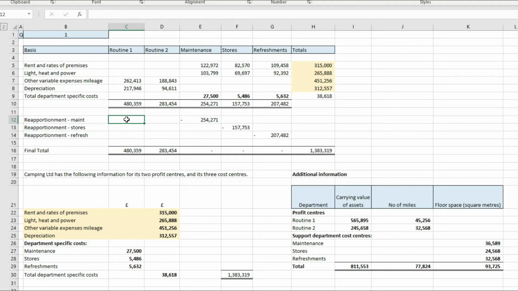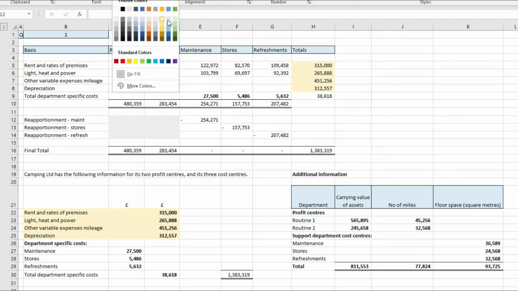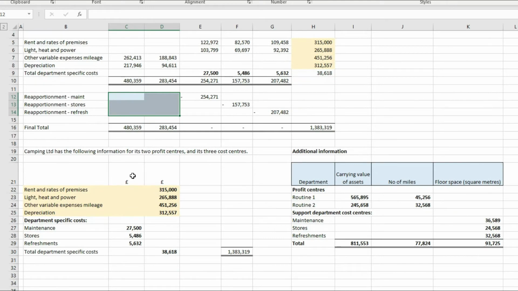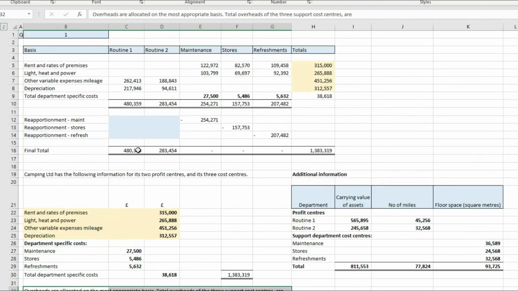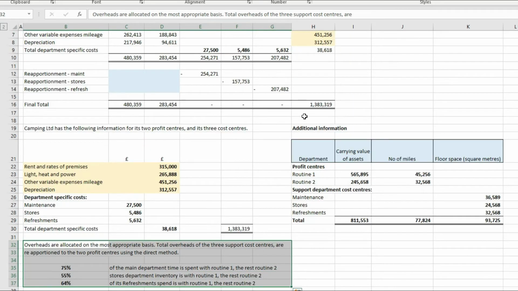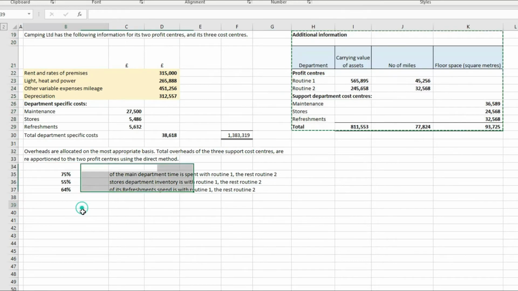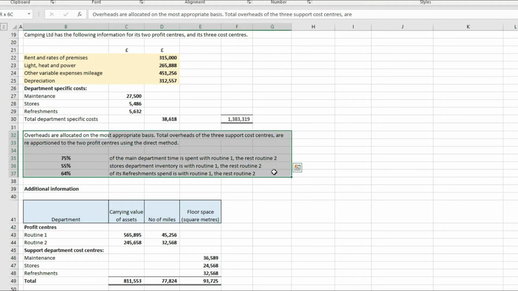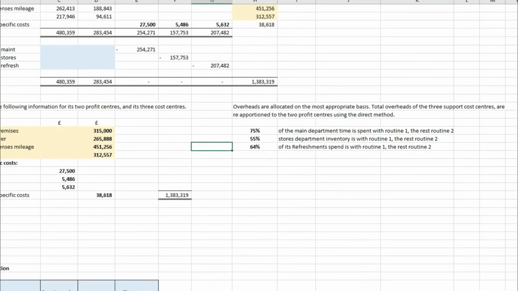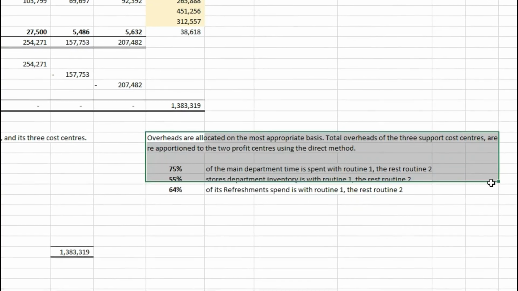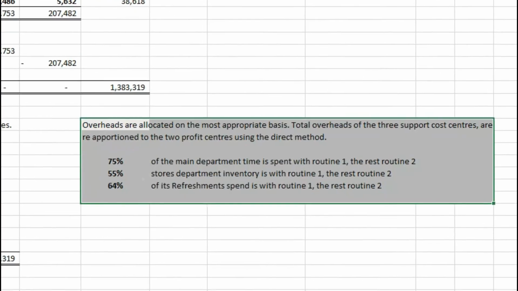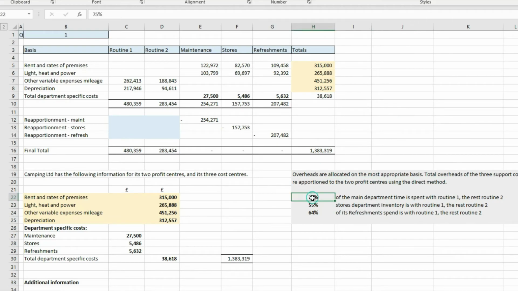Now then, we need a little bit more information as to how we're going to do this. So if we look further down again in the question, there's a little bit of information down here. So let's just copy that up there so we can see it a bit better. I'm actually going to move that one down and move that one up just so that we can see them a bit better. So what we're told here, if I just make that a bit clearer, is that 75% of the maintenance department time is spent with routine 1 and the rest with routine 2.